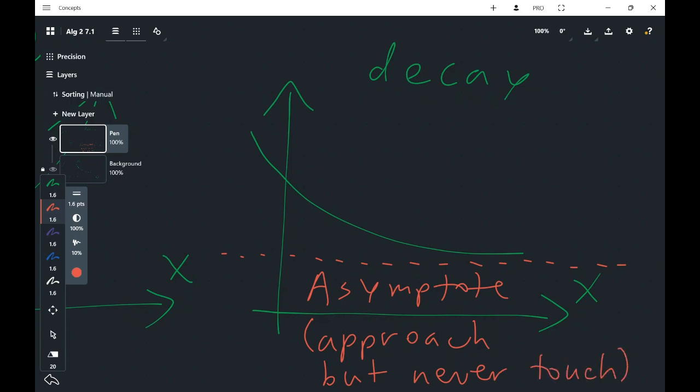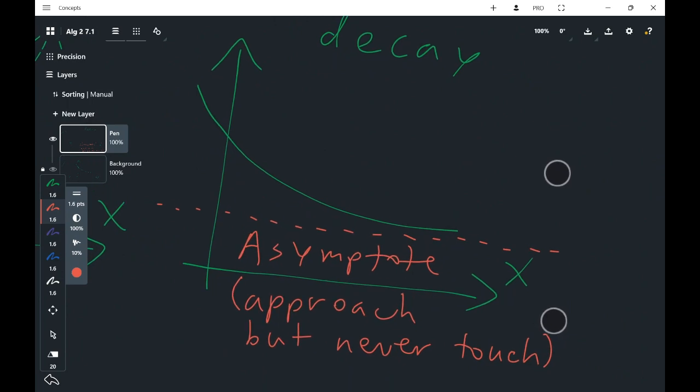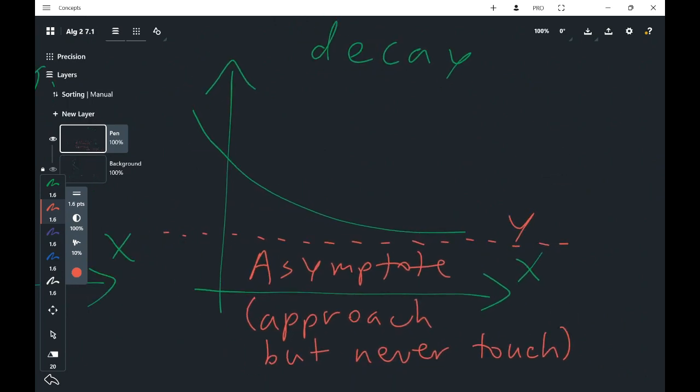And the asymptotes that we're going to be working with today are all going to be of the form y equals something. Y equals some number. So like y equals 3, I'm just making up a number here. That could be an equation for an asymptote. So it's y equals a number.